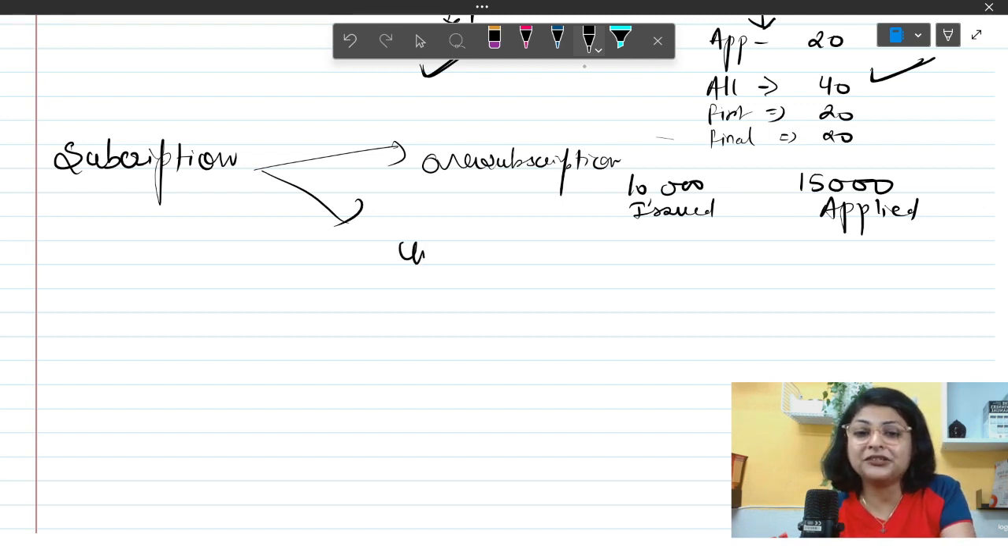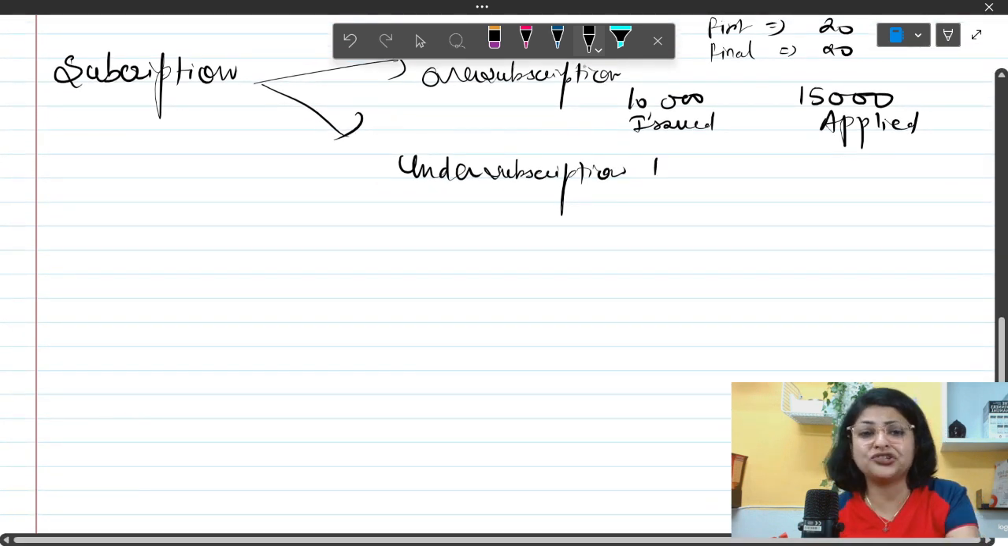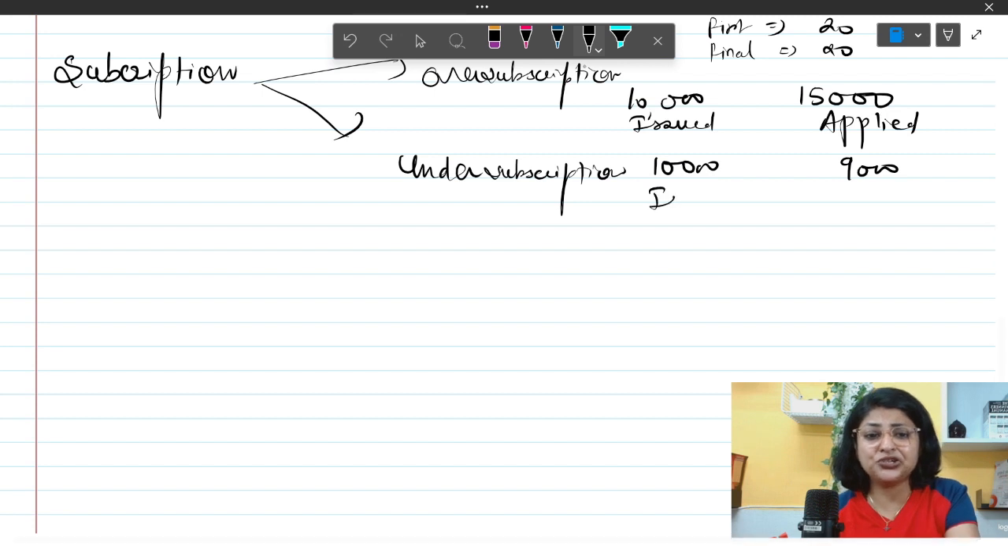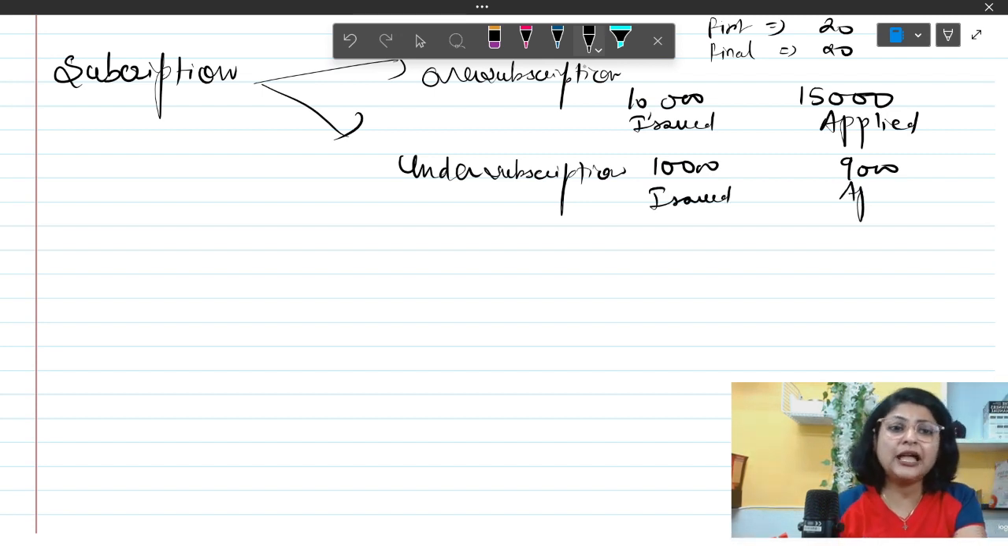Now opposite to this is known as under subscription. By now you must have understood what is under subscription. Under subscription means company has issued, let's say, 10,000 shares and the application money has come for 9,000 shares. This is issued and this is applied.